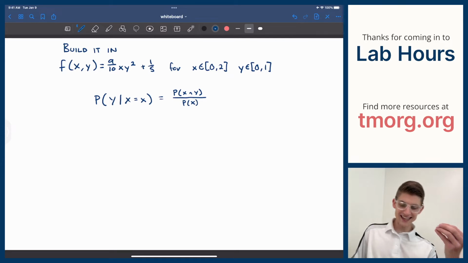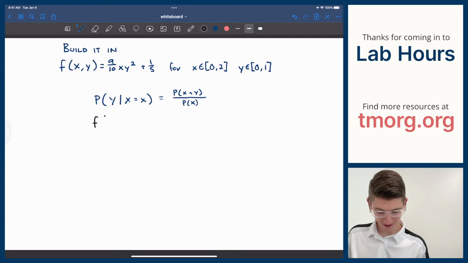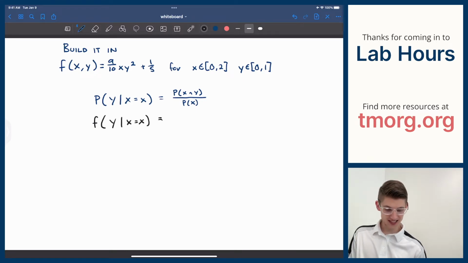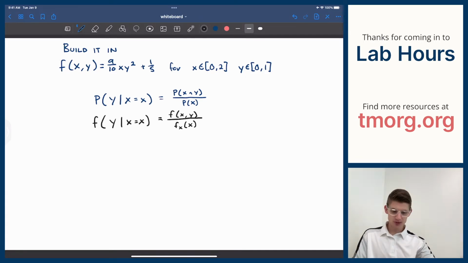So in the joint PDF world, what this can look like is, you probably went to lecture, so I'm sure you can guess this: f of y given that x is equal to x is just going to be f of x and y over the marginal density of x. Let's break down what this means.